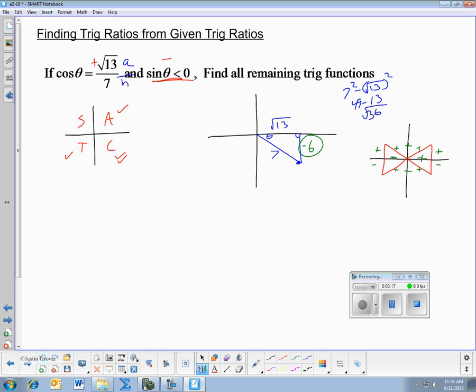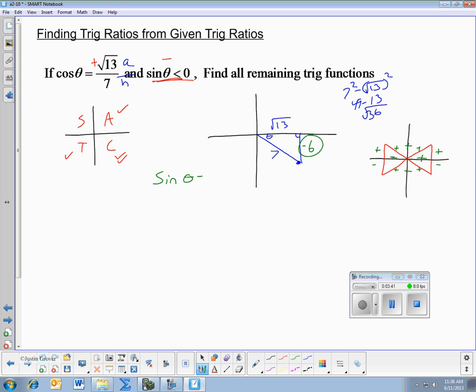The Pythagorean theorem is always going to give you positive, just because that's how we do it. But you've got to know, based on its location, that if we were up here, it'd be 6, but because we're not, it's a negative 6. Here it'd be positive 6, here would be negative 6, and so on. So that's a common mistake, people put the wrong sign. But now that we have that, we can find all the functions.